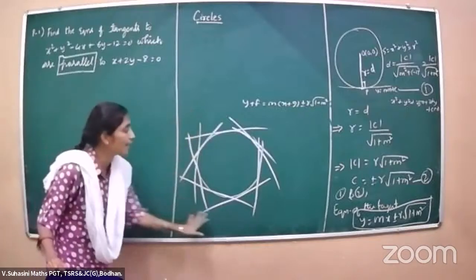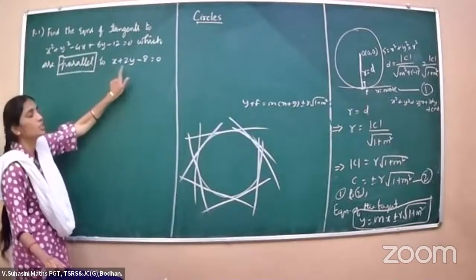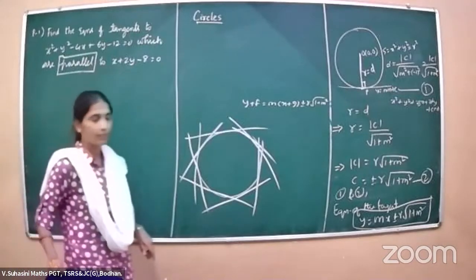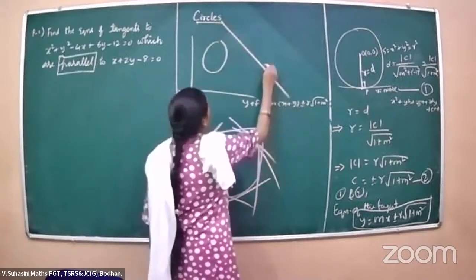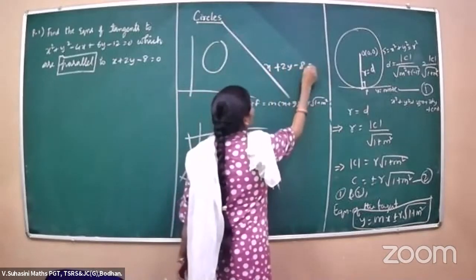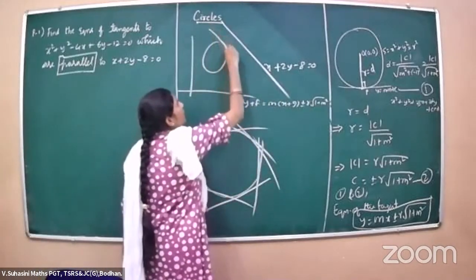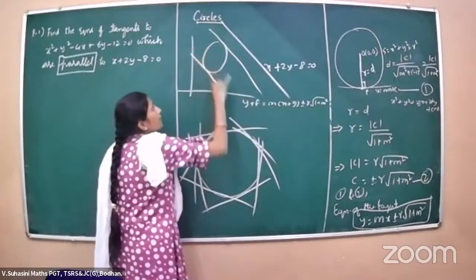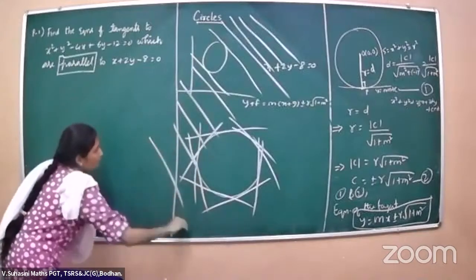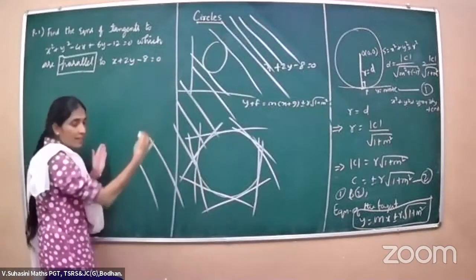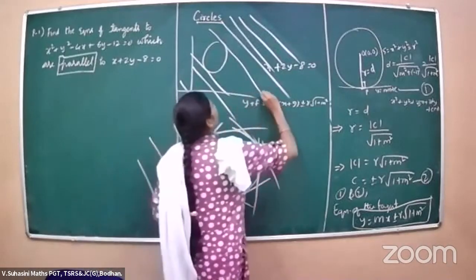So out of these lines, we need to find the equation of that tangent which is parallel to x plus 2y minus 8 equal to 0. For example, if this is a circle, and if this is the line x plus 2y minus 8 equal to 0, it is just my rough sketch. So I need a tangent which is parallel to this. There are infinite parallel lines again, but out of these infinite parallel lines, I need the lines which are tangents to the circle.